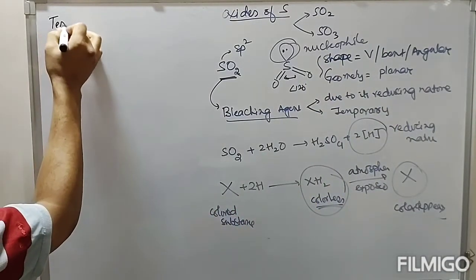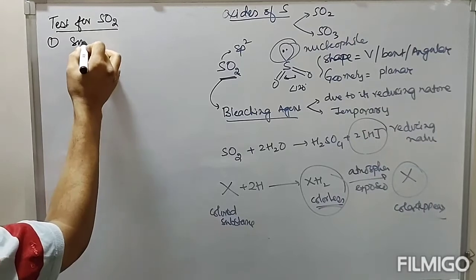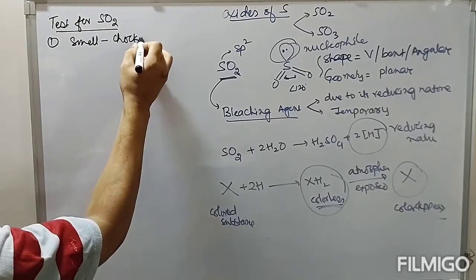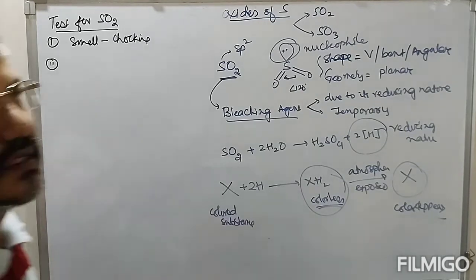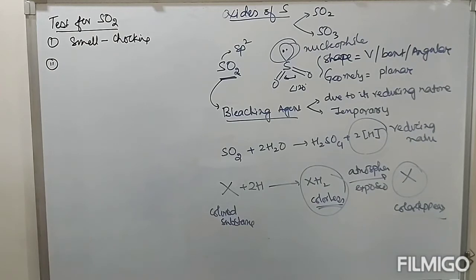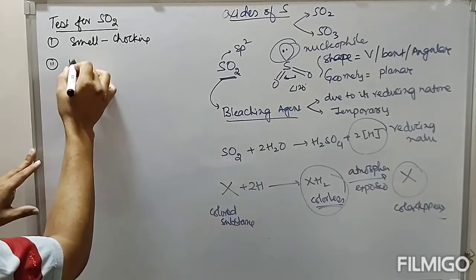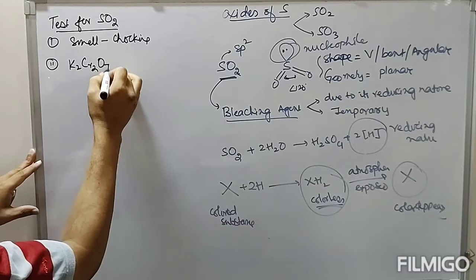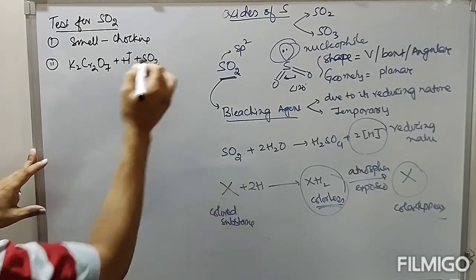Now coming to the tests for sulfur dioxide. First, we can test by smell, that is a choking smell, the smell of burning sulfur. Second test, that is a chemical test. When sulfur dioxide gas is passed through acidified potassium dichromate solution, color changes from orange to green. So look at this: K2Cr2O7 plus acid plus sulfur dioxide.